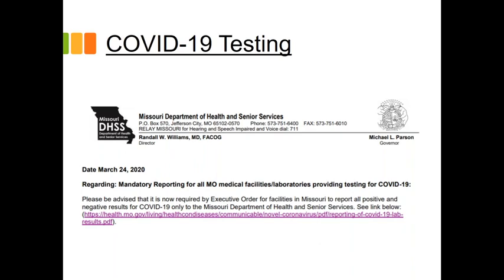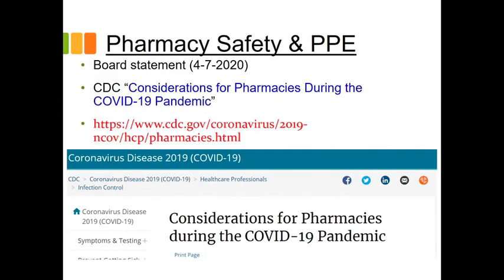The Department of Health has issued some guidance on what to do if you have a patient that tests positive for COVID-19. It is attached to the statement that is currently on the board's website. So again, we would refer you to that document. This is just a screenshot of the beginning of that document, but it does provide some direction on what pharmacies in Missouri should do if you do have someone who tests positive for COVID-19.